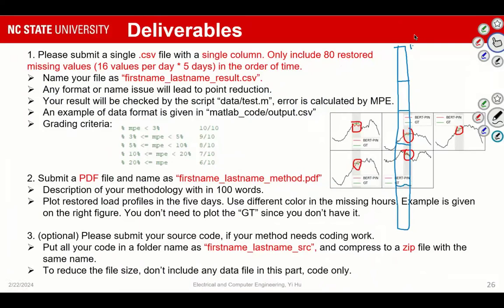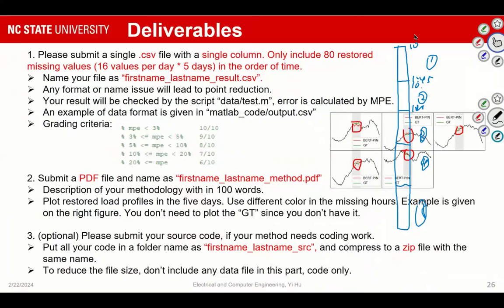This is one day from 10 o'clock to 1:45. This is day 1. And this is day 2 from 10 o'clock to 1:45. And this is day 3, day 4, day 5. Do you know what I mean? You put everything in one column in the time sequence.